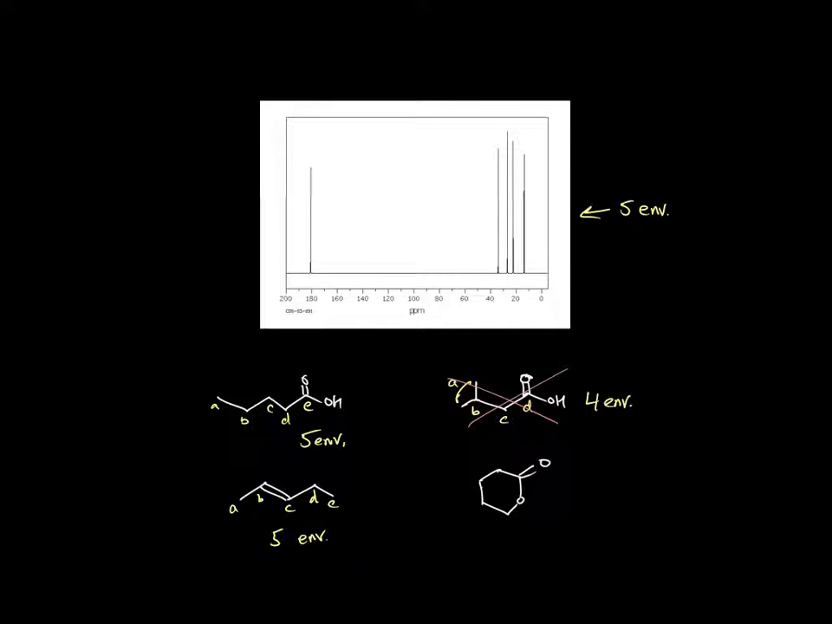And looking at the bottom right, we have 5 carbons in a 6-membered ring. One of the members in the ring is an oxygen. So A, B, C, D, E. And so that guy also has 5 environments. All right, so at that point, we can't cross anything out.